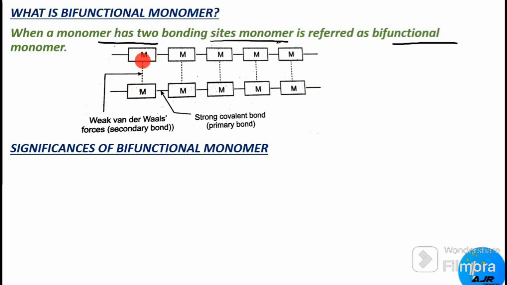This is a bifunctional monomer. Look at this bifunctional monomer. It has two bonding sites. This one also has two bonding sites. Likewise, all the monomers are combined together. Here also all the monomers are combined together.